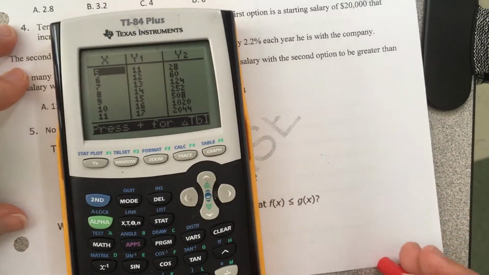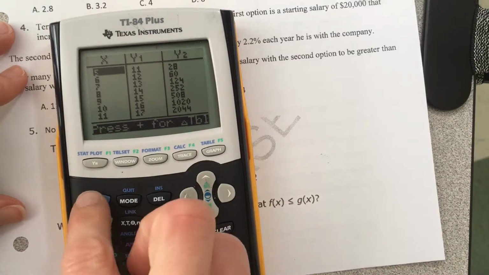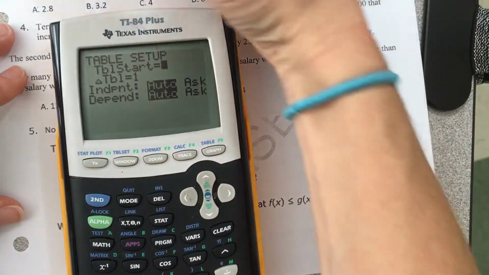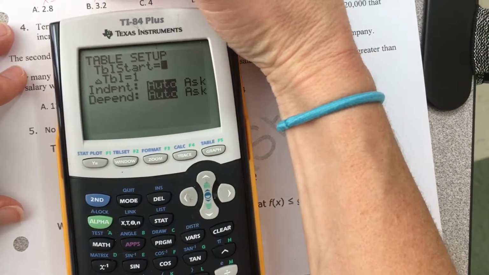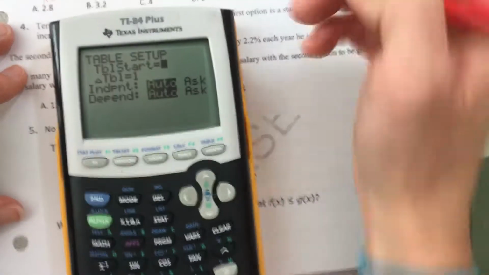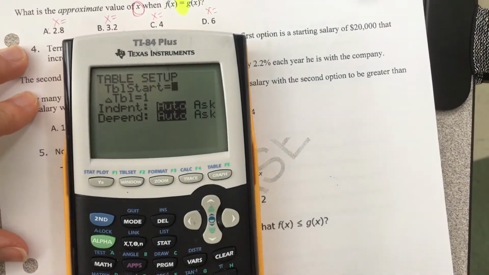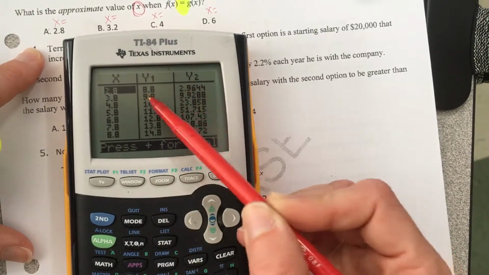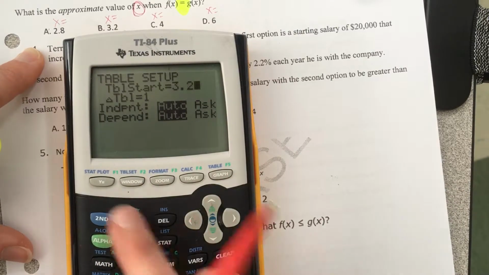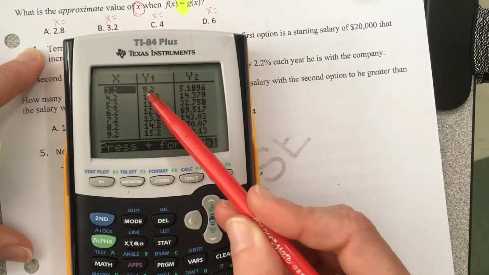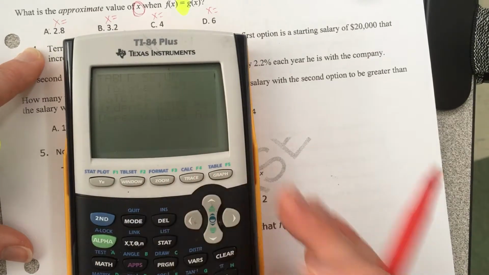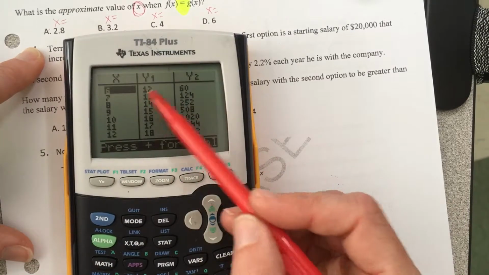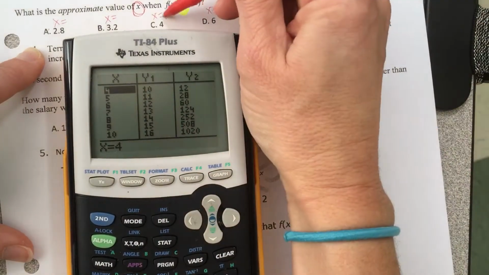All right, I don't know if y'all remember what Simone said we could do yesterday when we go to second window. You could plug in each answer choice because all of these are x's. This is x equals 2.8, x equals 3.2, x equals 4, and x equals 6. Those are all x values. So if I go to 2.8 and then I go to second window, are they equal? No. If I go to 3.2 and then second graph, are they equal? No. What about if I go to 4, 10 and 12, and then 6 is 12 and 60. So the best one is 4.